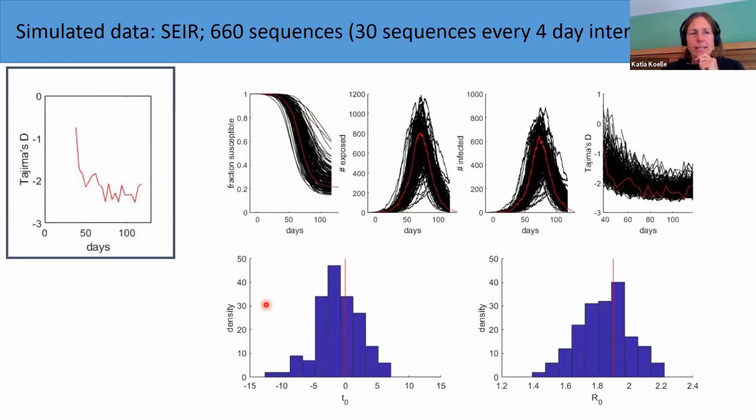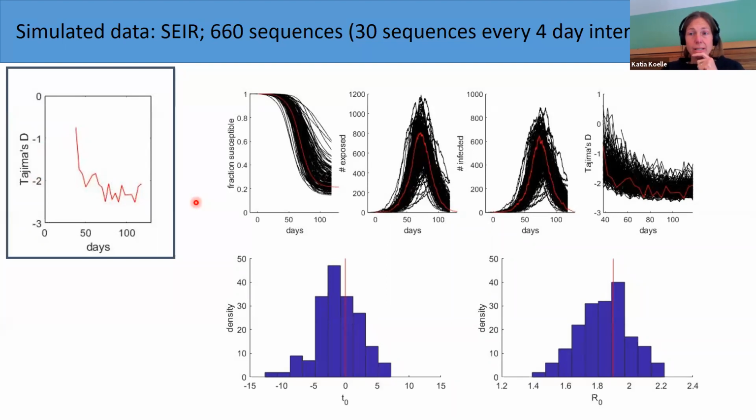Just some preliminary results here. This is from an underlying SEIR model: susceptible, exposed, infectious, and recovered. Here we're simulating sequence evolution under an infinite sites model, and then every 4 days, we're sampling 30 sequences from this underlying population. We're assuming that sampling occurs as individuals recover from being infectious. So we can get the simulated Tajima's D time series, as you can see here.